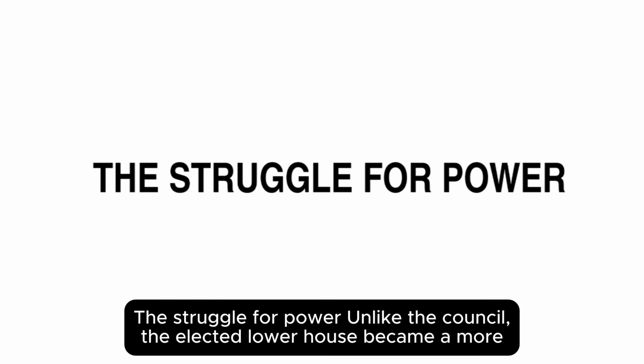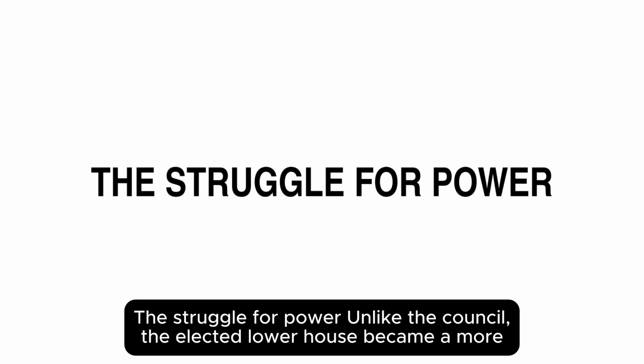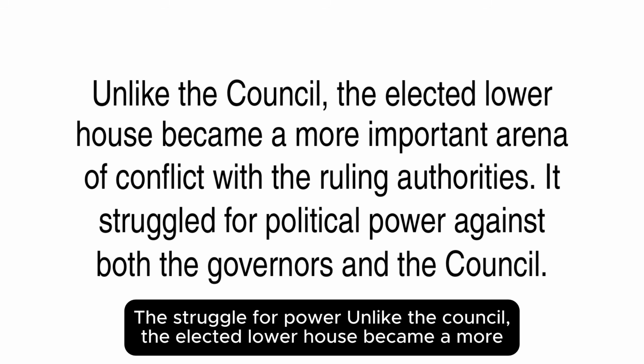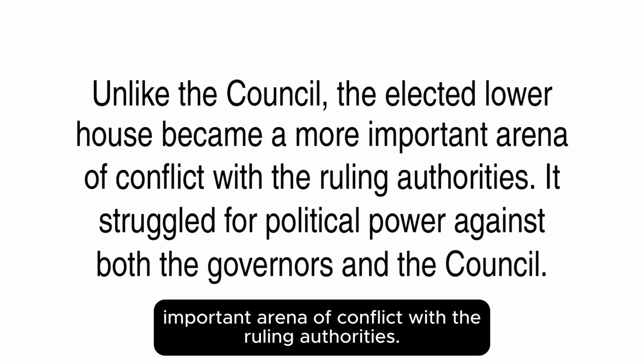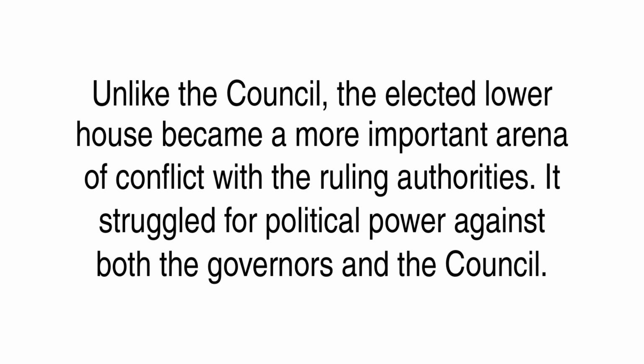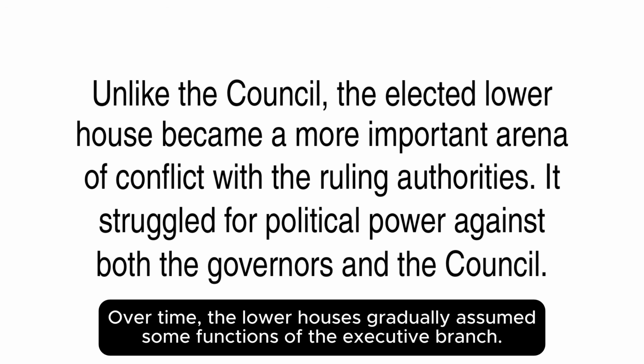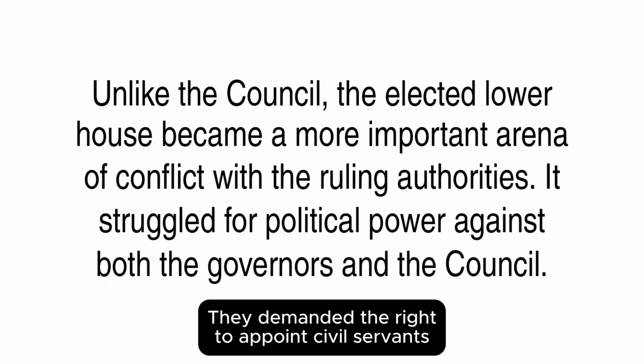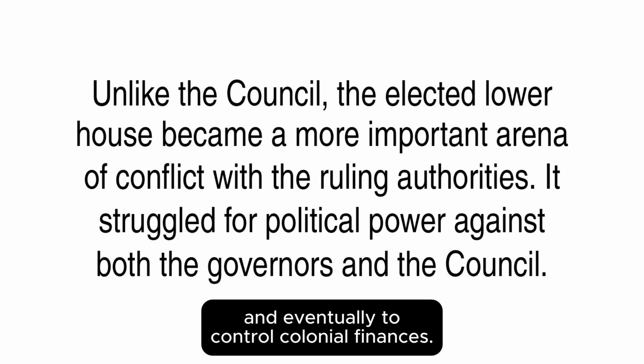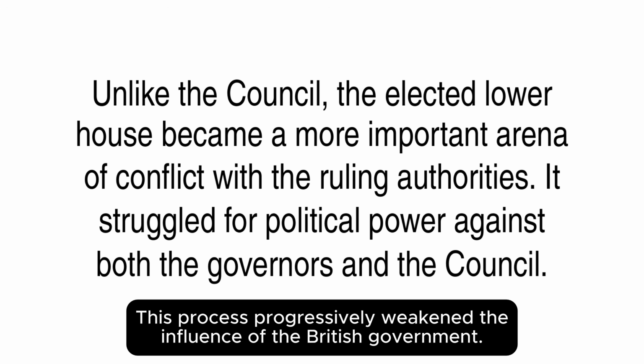The struggle for power. Unlike the council, the elected lower house became a more important arena of conflict with the ruling authorities. It struggled for political power against both the governors and the council. Over time, the lower houses gradually assumed some functions of the executive branch. They demanded the right to appoint civil servants and eventually to control colonial finances. This process progressively weakened the influence of the British government.